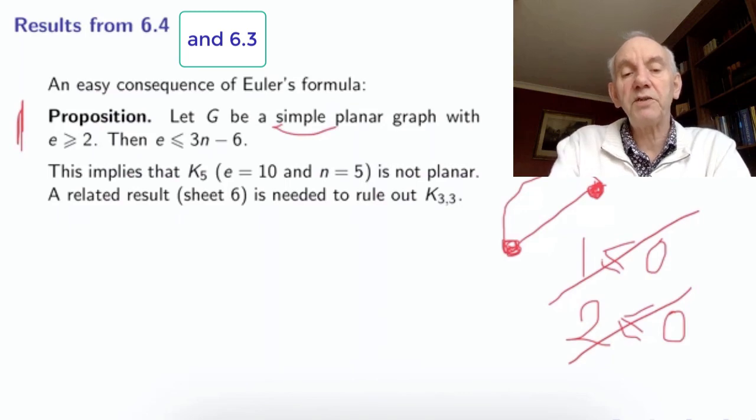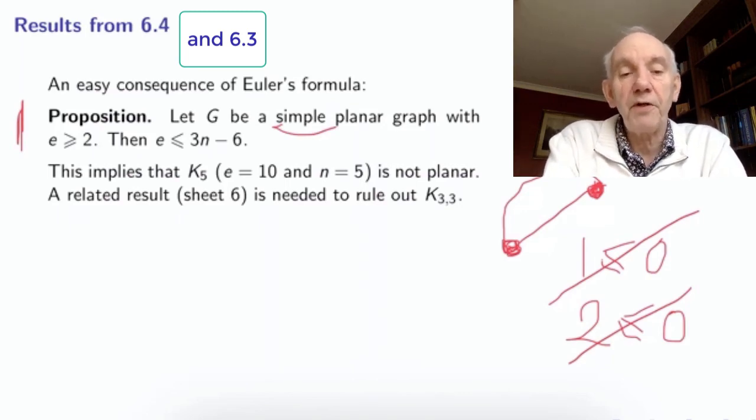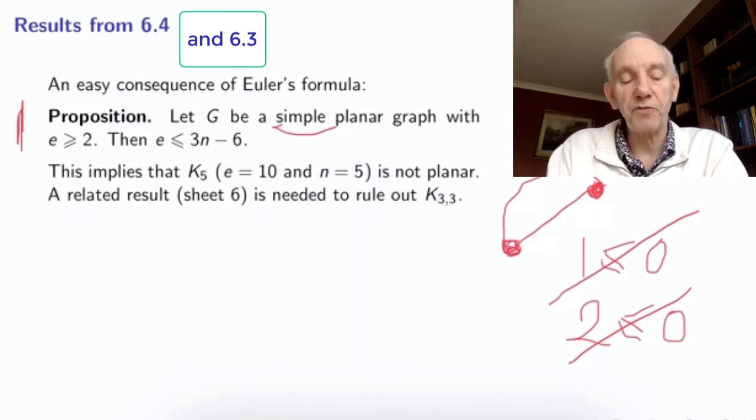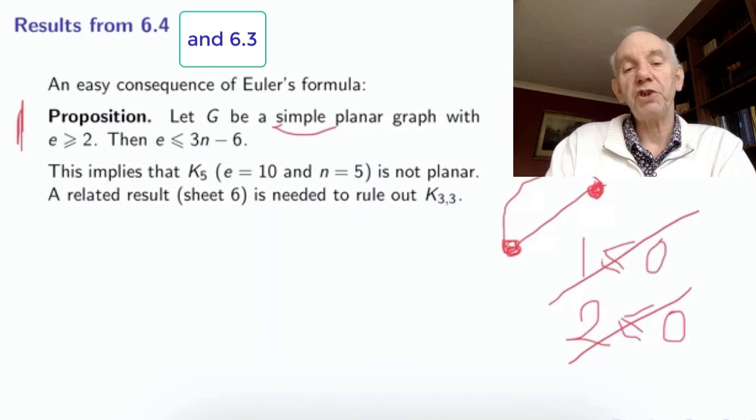And incidentally, this will imply, if we didn't already know, but we do, that the complete graph K5 is not planar, because it fails to satisfy this formula. It's not true that 10 is less than or equal to 15 minus 6. You can also rule out K33, but that needs a slight strengthening of this proposition, which is done on sheet 6.